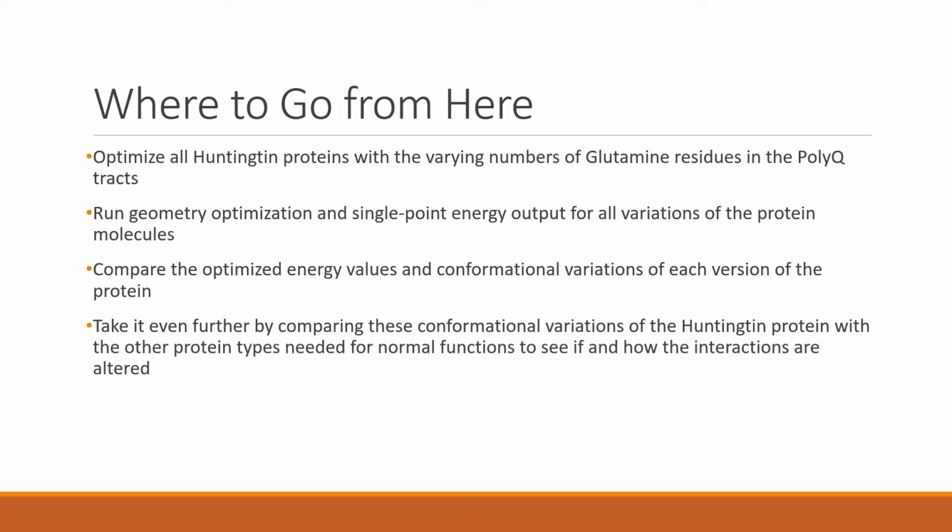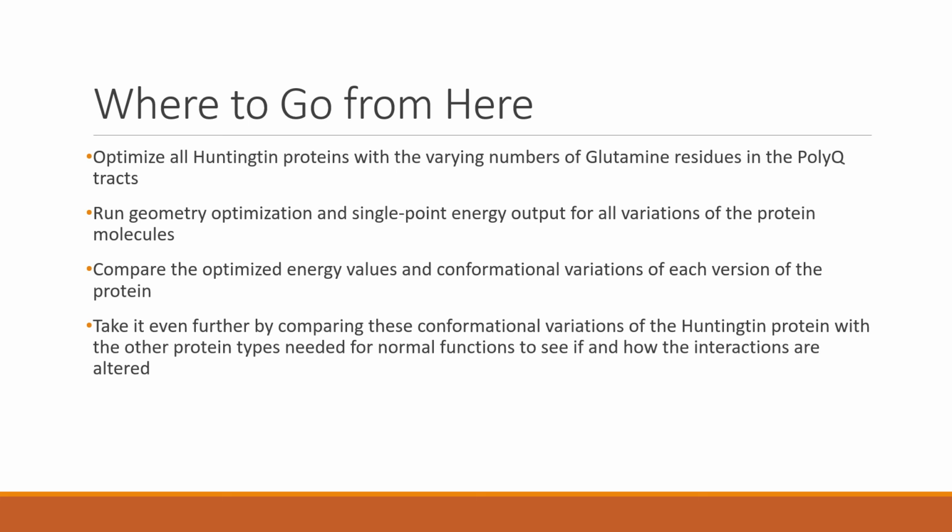So that leads us to where to go from here. And I propose that the next steps be to optimize all the Huntingtin proteins with the varying numbers of glutamine residues in the PolyQ tracts, and then run geometry optimization and single point energy output for each variant of the protein molecule. That way we can compare the optimized energy values and conformational variations of each version of the protein.